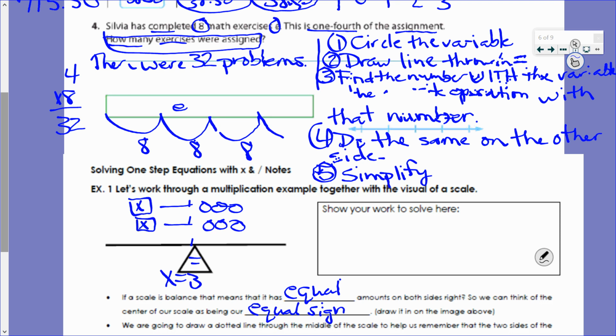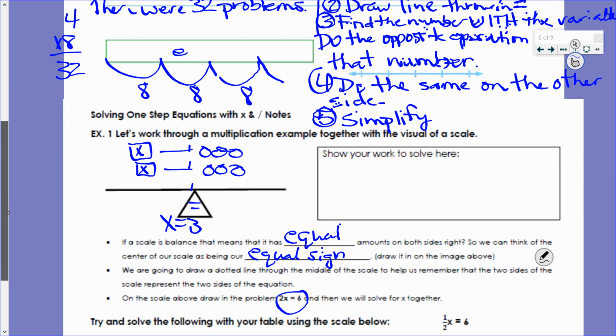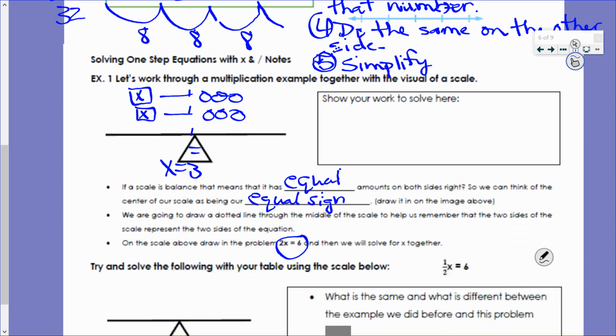Okay? So find the number with the variable, and then do the opposite operation with that number. So what does that look like algebraically then? I'm going to take my equation, 2x equals 6, and we're going to go through our steps.